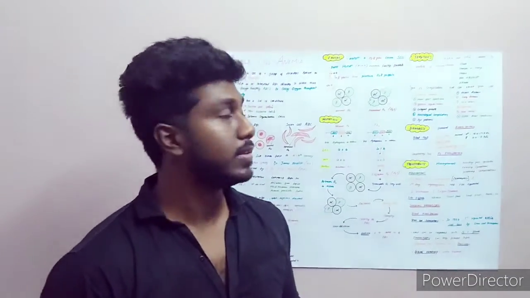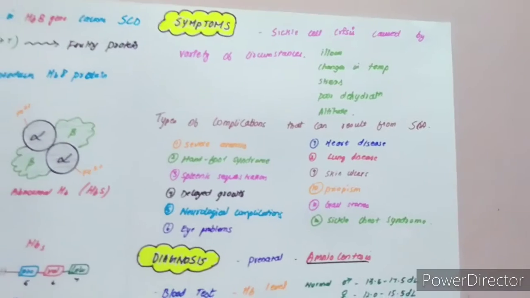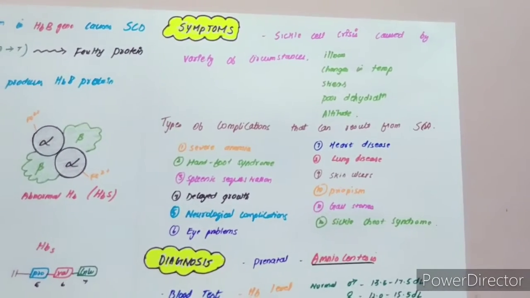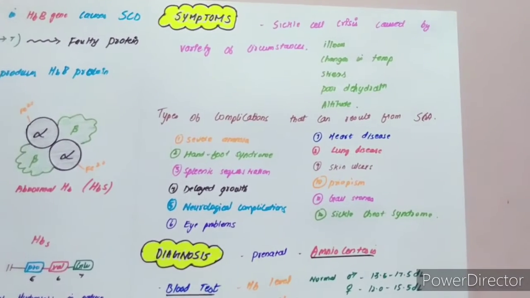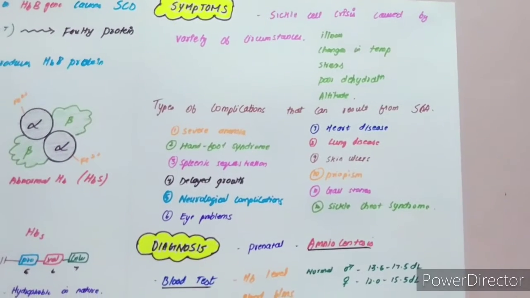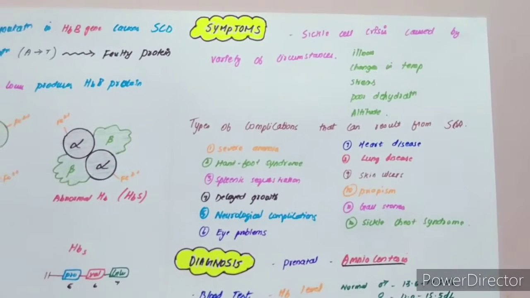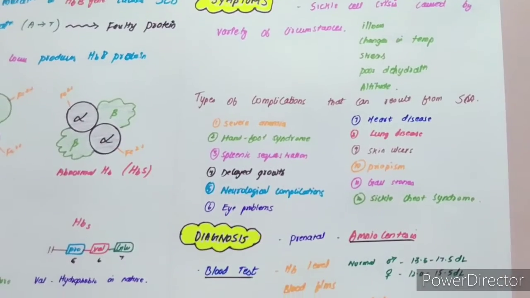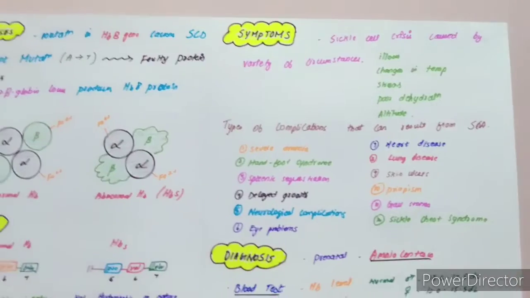Now we will look into the symptoms. Sickle cell crisis is caused by a variety of circumstances like illness, changes in temperature, stress, dehydration, and altitude. Types of complications that can result from sickle cell anemia are severe anemia, hand-foot syndrome, splenic sequestration, delayed growth, neurological complications, eye problems, heart disease, lung disease, skin ulcers, priapism, gallstones, and acute chest syndrome. Now we will see every symptom in detail.